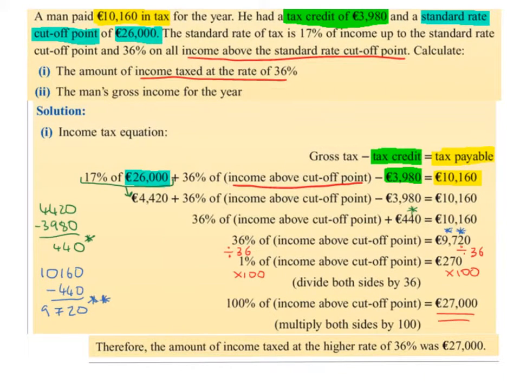Therefore, the amount of income taxed at the higher rate of 36% was €27,000. So you can go back and check this. You can say 17% of 26,000 added on to 36% of €27,000 minus €3,980 and you will get €10,160.